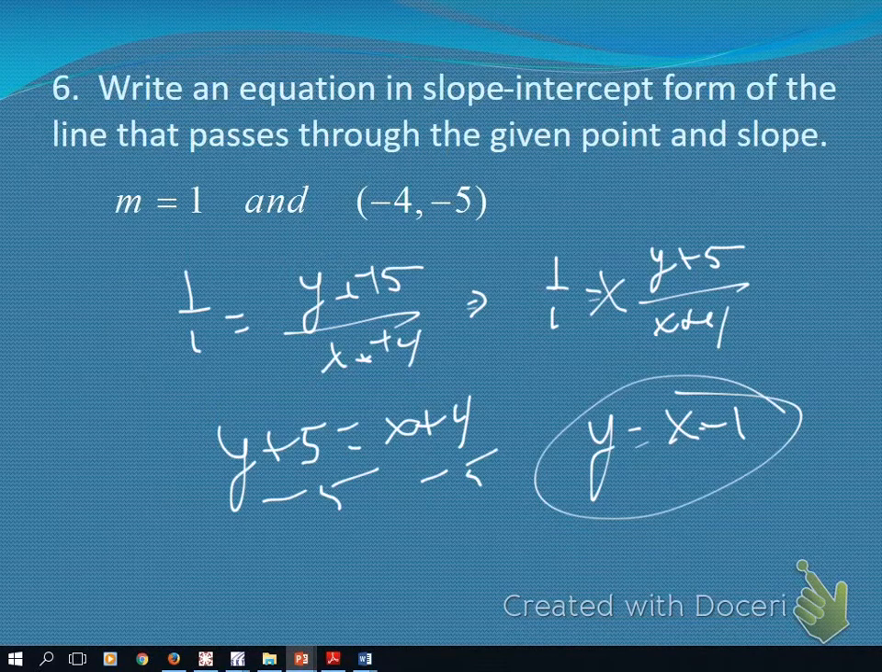Hey, did you get y equals x minus 1? I hope so. That's what you should come up with. If not, make sure you come find me and we'll go through it.